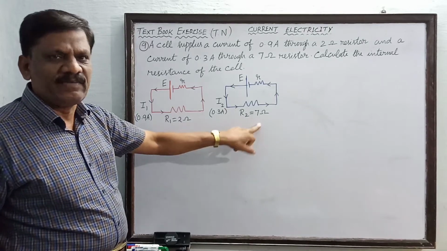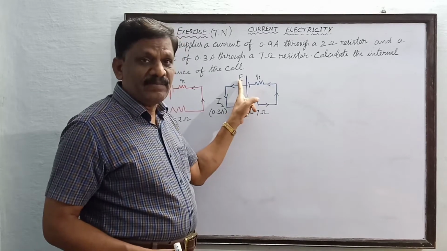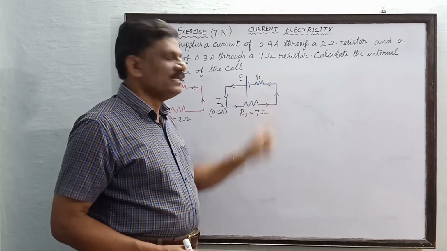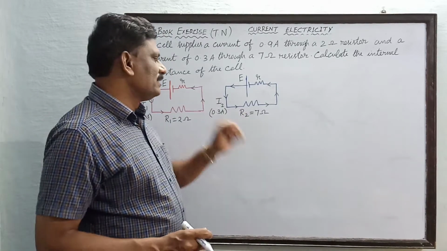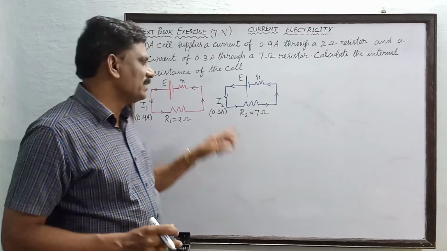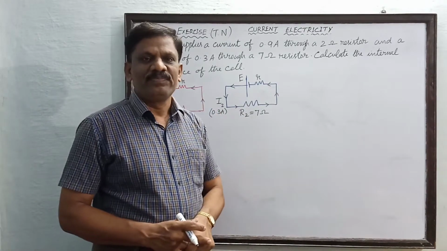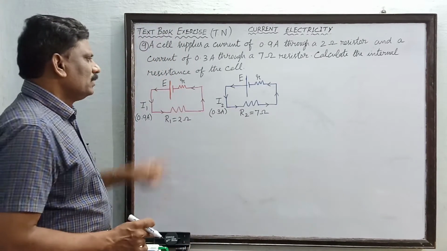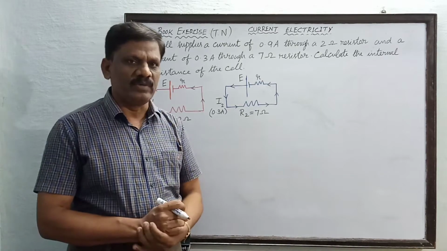In the second circuit, we have replaced R1 by R2. R2 equal to 7 ohm is the external resistance in the second circuit. But the cell is the same. Its EMF is the same and its internal resistance small r is also the same. So when the second resistor of 7 ohm is connected, the current drawn from the cell is I2 ampere, equal to 0.3 ampere. Now we will analyze each circuit separately and we will get two equations.